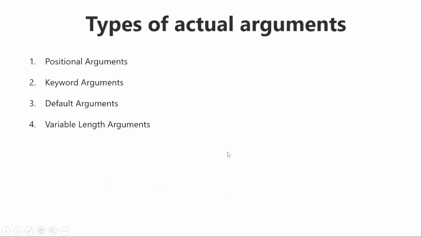Now let us move to the types of actual arguments. There are 4 types of actual arguments: positional arguments, keyword arguments, default arguments, and variable length arguments. We will go through them one by one. So first, let us move to positional arguments.